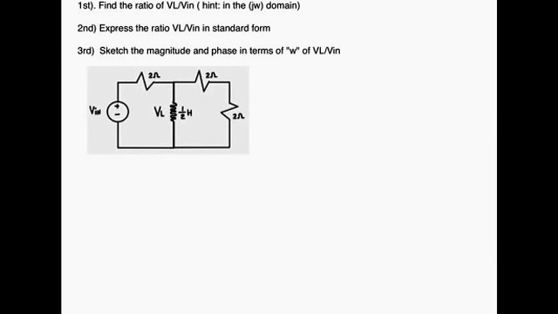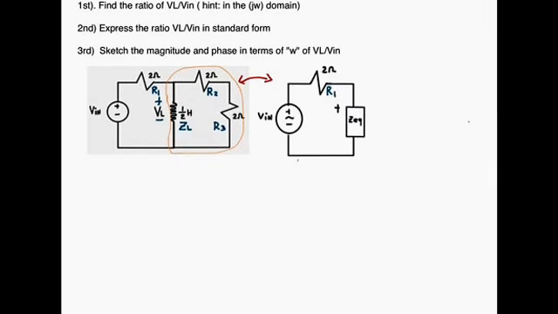In this example, we want to find the response in terms of omega of the ratio V sub L divided by V sub N. First, we will rename resistors R1, R2, and R3 and the inductor C sub L. Next, we will find an equivalent network by combining the resistors in parallel with C sub L, and we will find the voltage across V sub L.